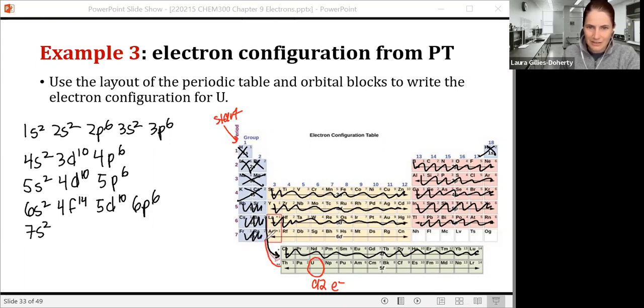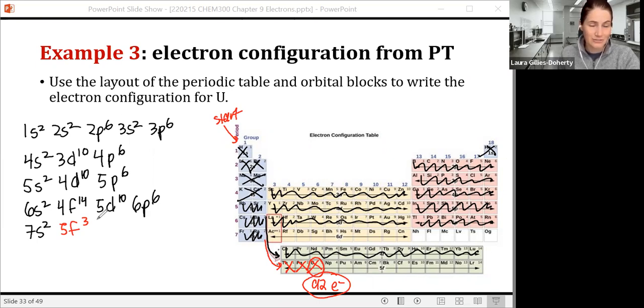And now we jump down to the second row of the F block, starts with thorium. So we have 5F, 1, 2, 3, 5F3. And that's it. That's the whole electron configuration for uranium. And we could count up all of these electrons, 2 + 2 + 6 + 2 + 6, and it would add up to 92 electrons.